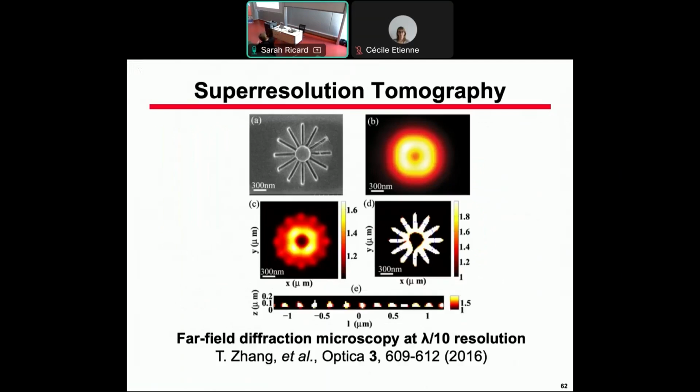This is a kind of star made in polymers deposited on a mirror. This is the dark field tomographic image. This is the regular microscopic image. This is a regular tomographic image. And this is what they measure using an advanced reconstruction algorithm. And here they have a true super resolution of lambda over 10. There are many applications, but anyway, it starts working in the strong diffraction regime.